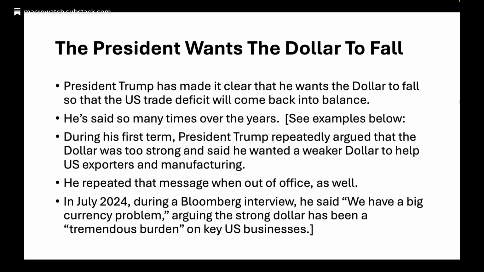President Trump has made it clear that he wants the dollar to fall so that the U.S. trade deficit will come back into balance. He's said so many times over the years.